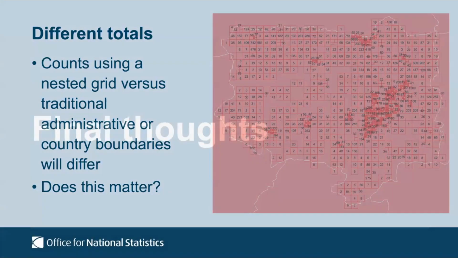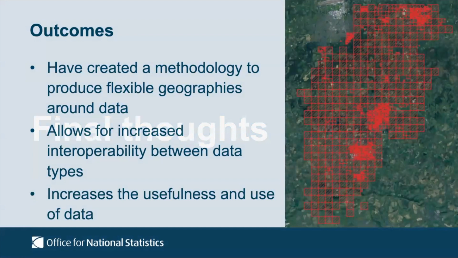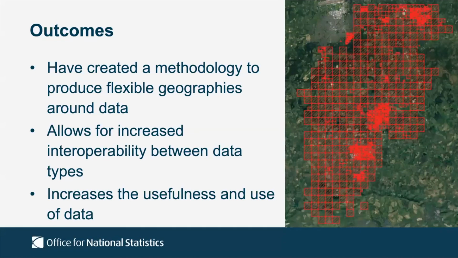I'm very quickly running out of time, so I'm going to have one last slide, just my final thoughts, to reiterate what we've done. We've created a methodology to produce flexible geographies around data. And I think that's the key thing at the moment. We've definitely done that. It can be fine-tuned without question, but we definitely have come a long way since we started this project. My view is this kind of output allows for increased interoperability between data types.